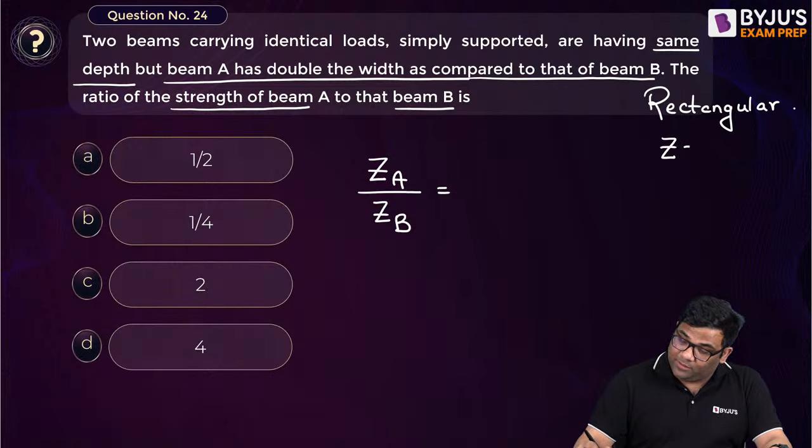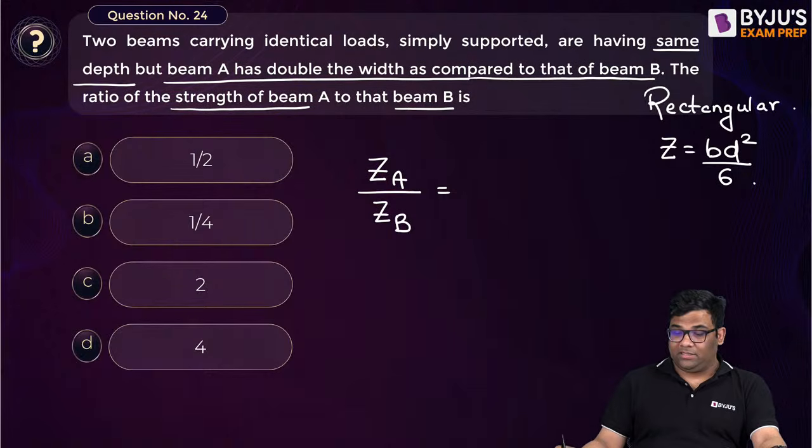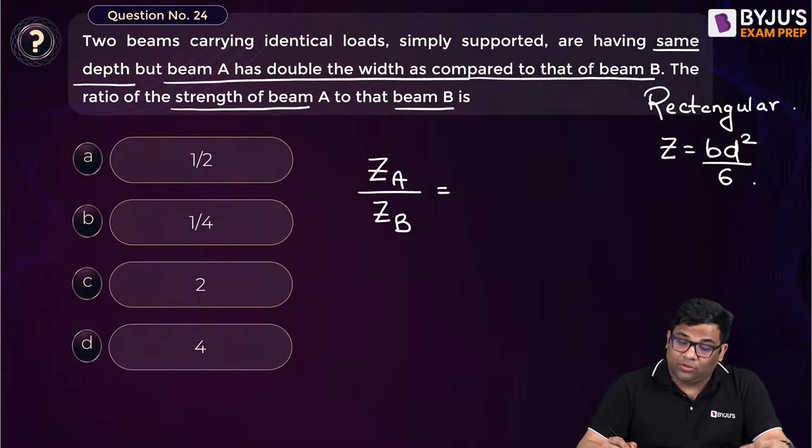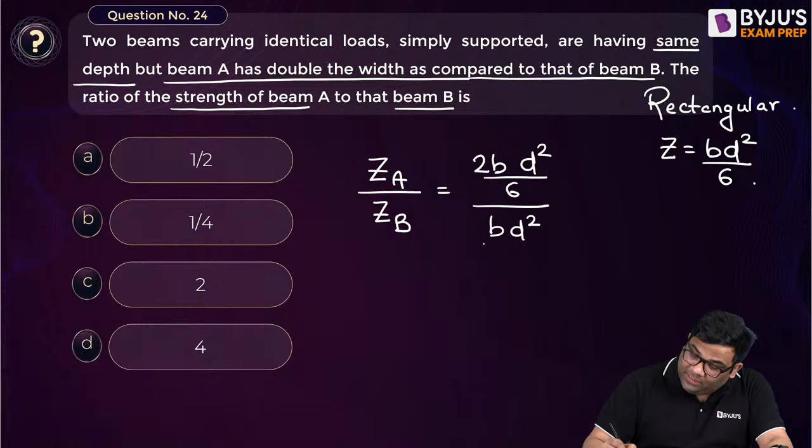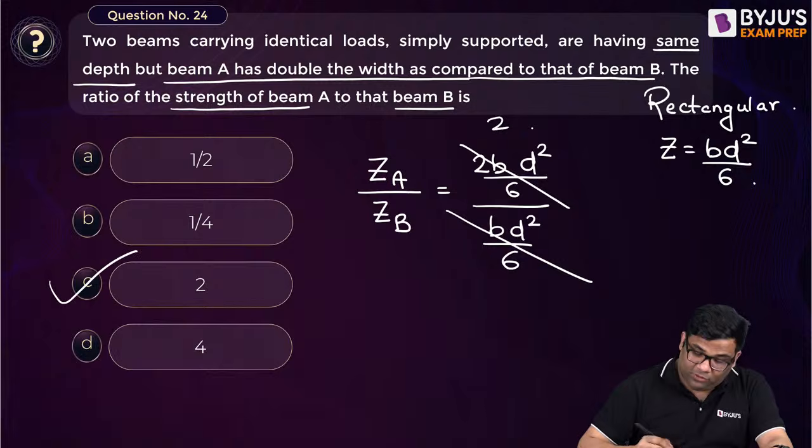Rectangular means what? Z is how much? BD square by 6. Tell me the right answer. Now, what is the answer? Very straightforward question. The answer is 2. See, A has 2 times the width, so it is 2B into D square by 6. And this is simply what? BD square by 6, because the width is doubled but the depth is kept the same. So 2. See, straightforward questions will also be asked like this.